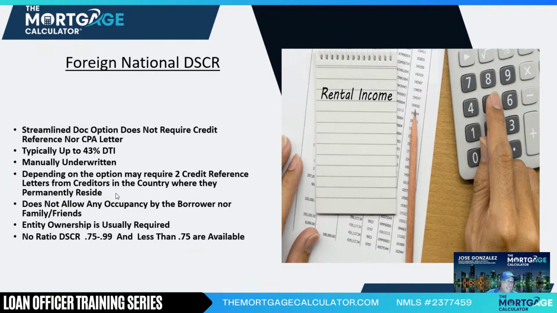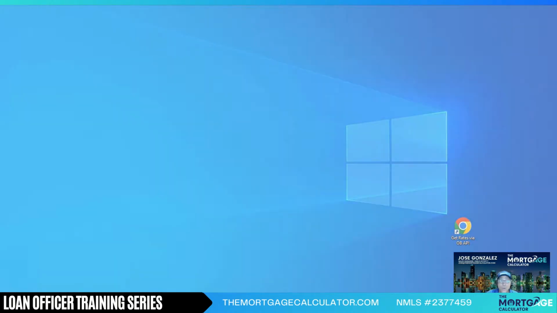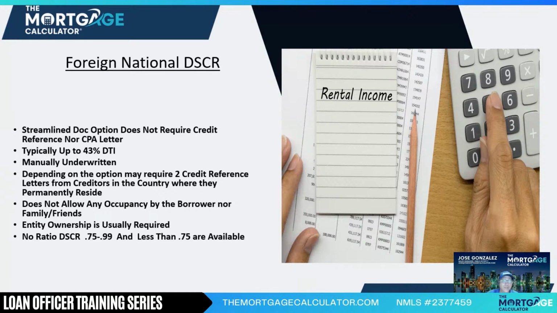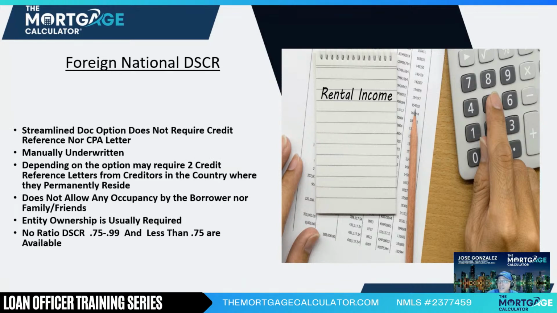Now, keep in mind the DSCR option does not allow any occupancy by the borrowers, nor by the borrower's family, right? So that's super important to note there. Hold up 1 second. Notice I just corrected the typo there. Eliminated the reference to DTI on my slide there. So again, does not allow any occupancy by the borrower, nor family, nor friends, right? This is a pure investment only option.